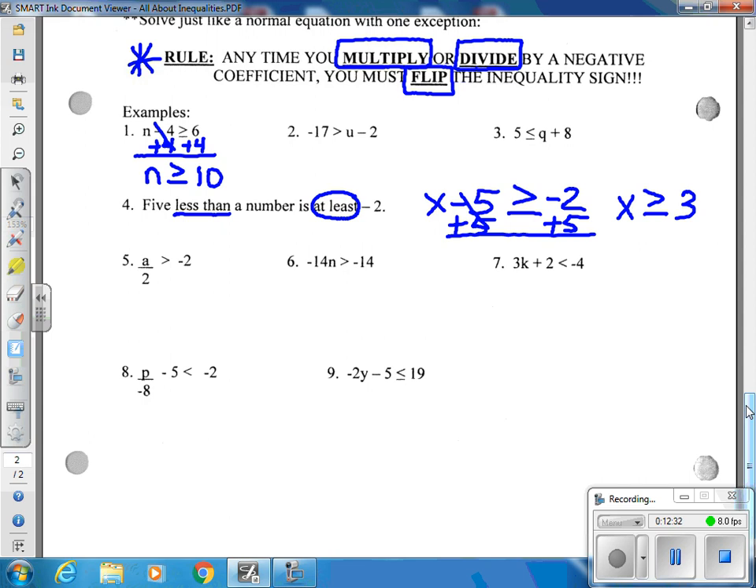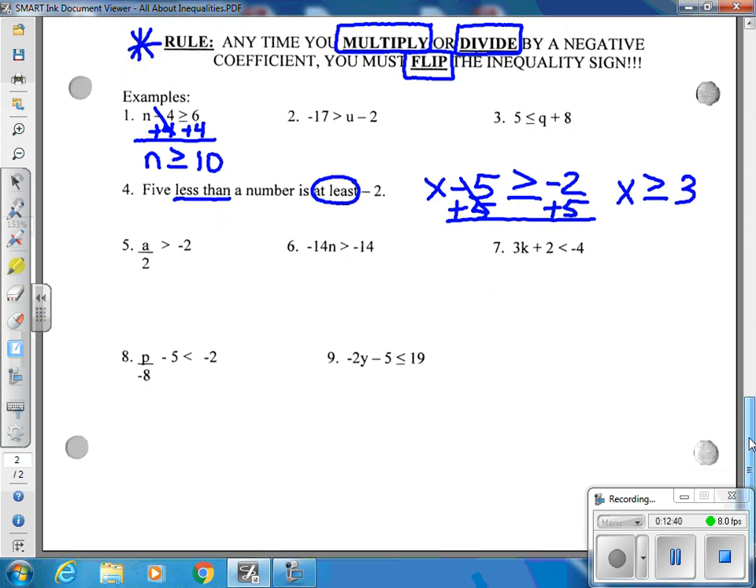All right, so let's take a look at some of the other ones below here. Some of these are one step and an occasional two step is in here. So let's go ahead and take on number 6. Negative 14 times n is greater than negative 14. If these two are attached by multiplication, to get rid of the negative 14, we have to divide by negative 14 on both sides.